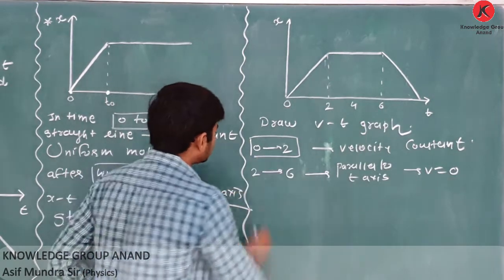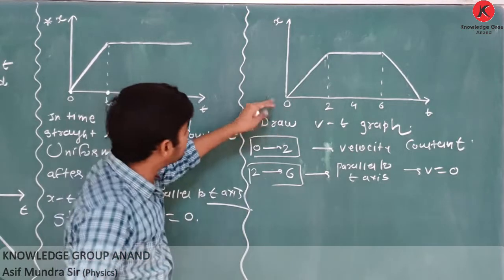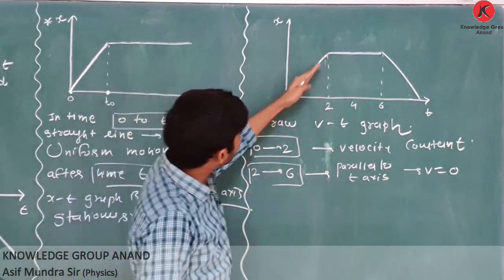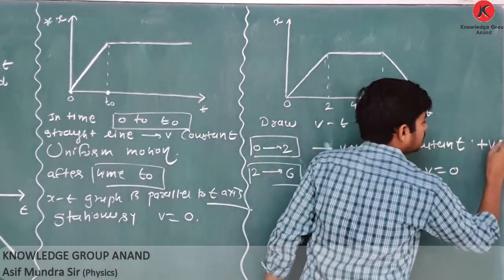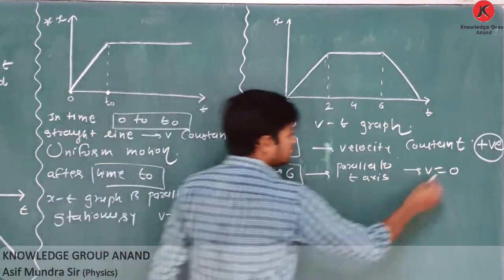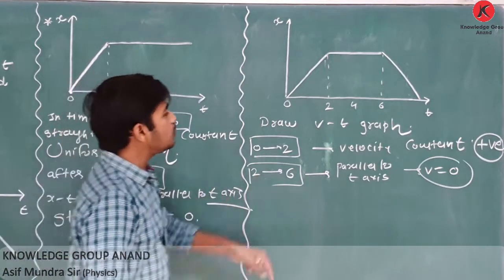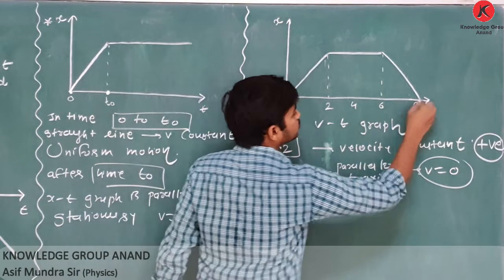One another point you have to remember. See, its slope is in upward direction. So between this time, the velocity you will get is positive. During the time 2 to 6, velocity is 0. Clear about this?